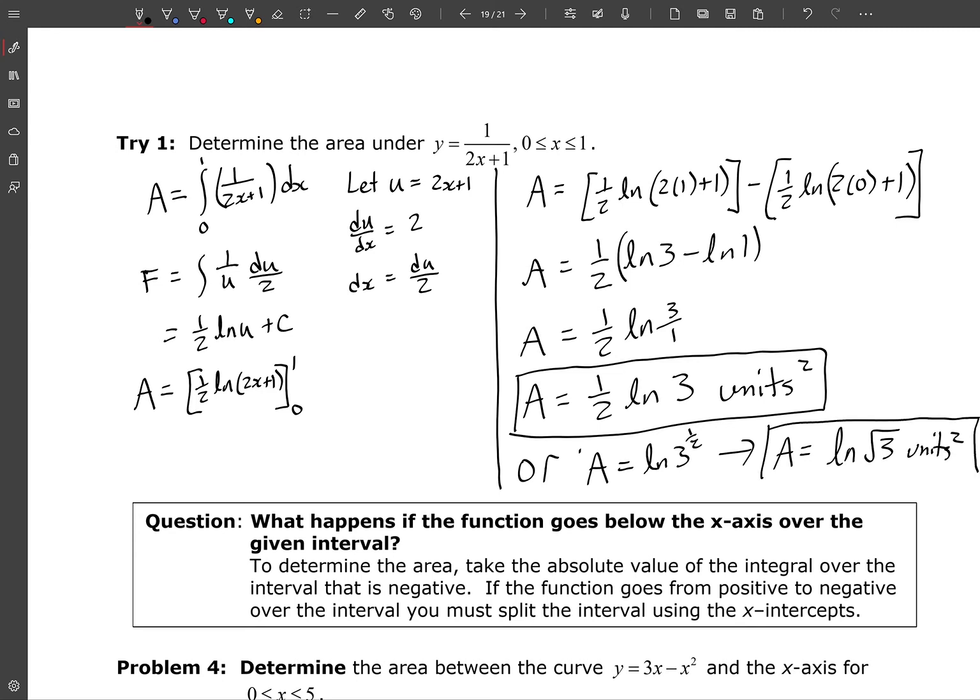That is also a perfectly good answer. I personally like that one better, but they're both fine. Either one's good.